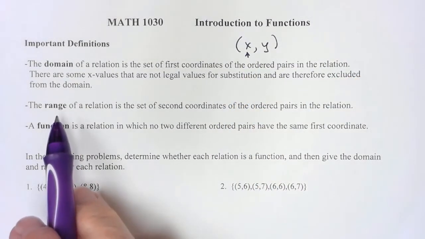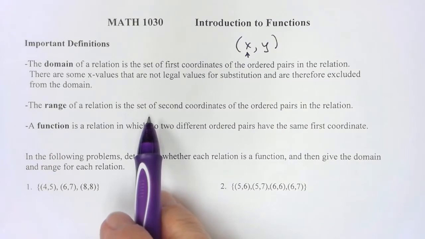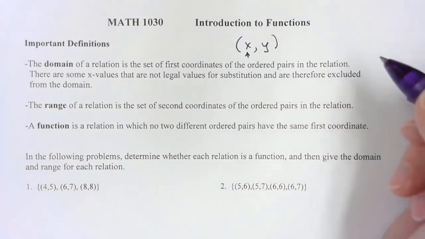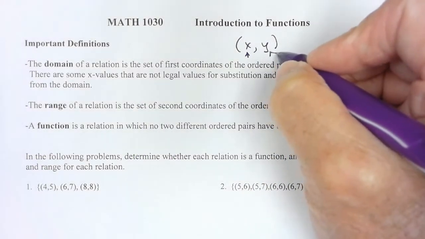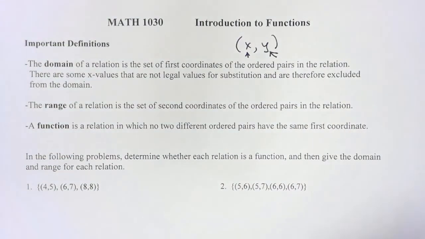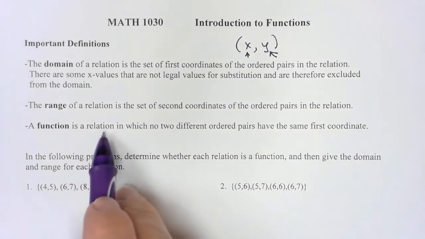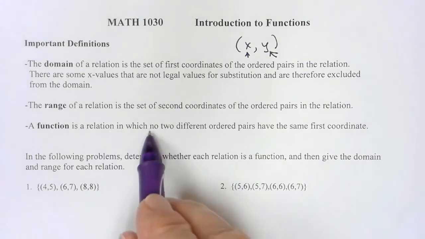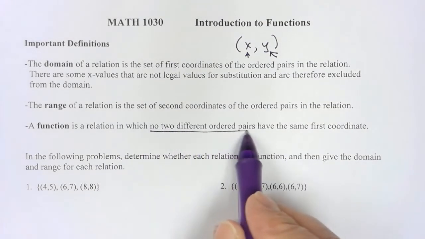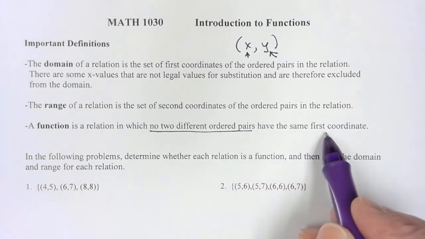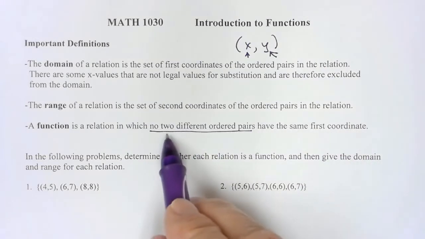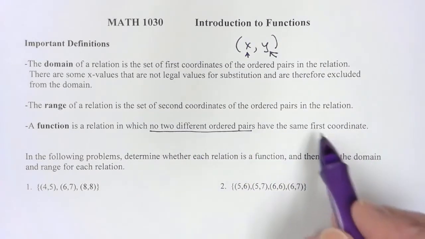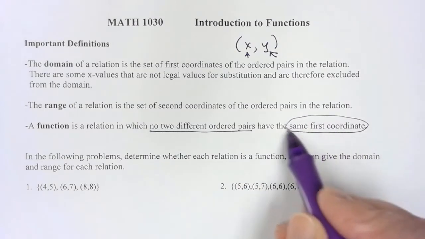The range of a relation is the set of second coordinates of the ordered pairs. So that is your range. So domain refers to the x values that are being used. Range is referring to the y values that are being used. A function is a relation in which no two different ordered pairs have the same first coordinate. So no two different ordered pairs, the same x value.